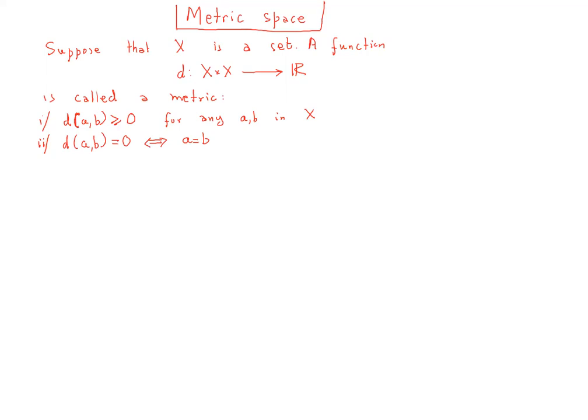So the third property is that the distance from A to B is equal to the distance from B to A. As we say, distance is symmetric. Again, this is something that, according to our experience, is only quite natural.